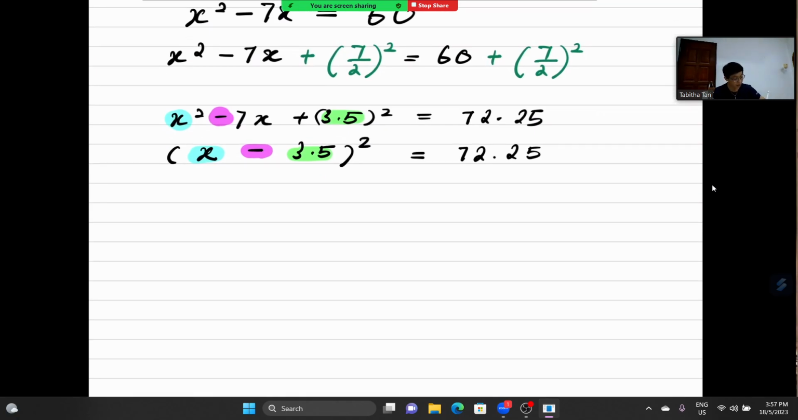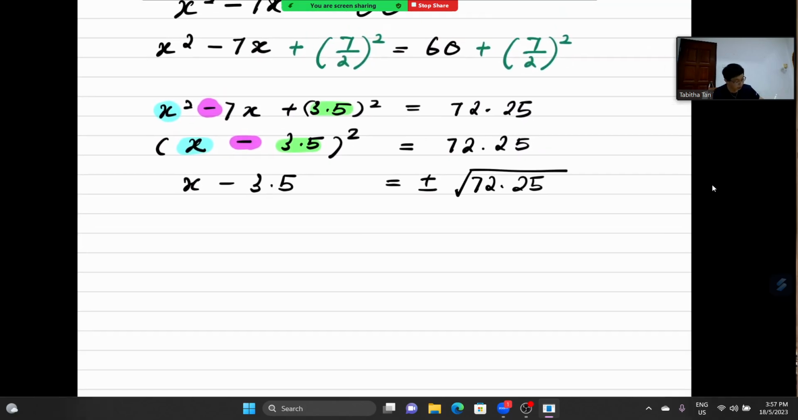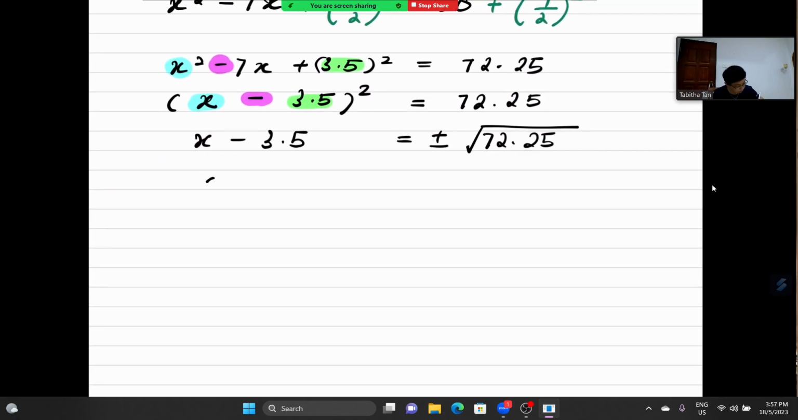Now it's time to get rid of the square. What do we do? Yes, square root both sides. And there we go. So you're going to get x minus 3.5. Now the square root is gone. Therefore, now we got the square root of 72.25. And let's press the calculator and see what is the root for that. We get this as positive negative 8.5.